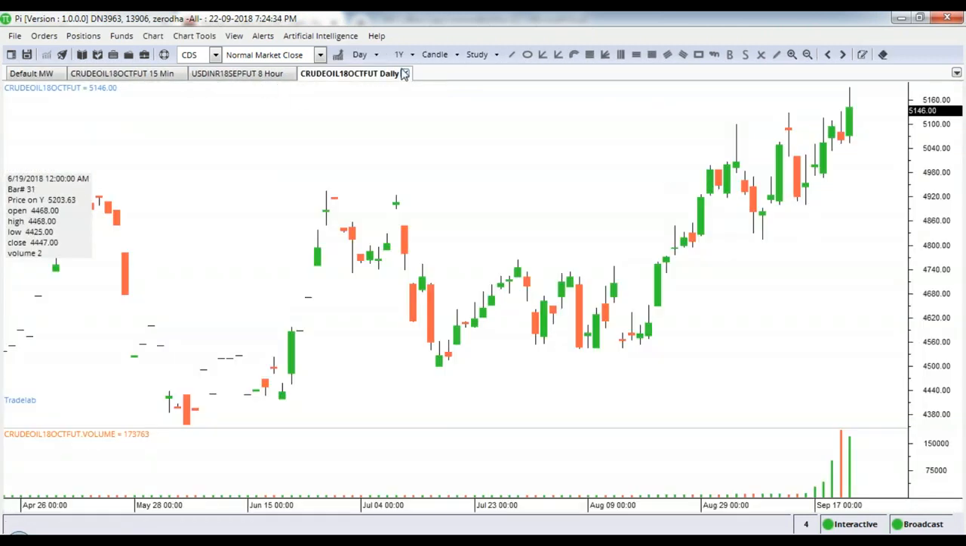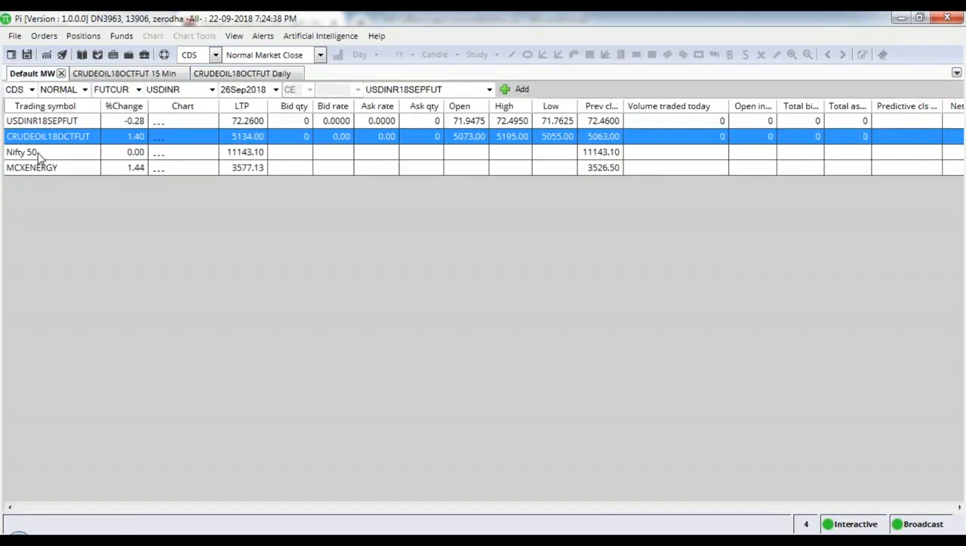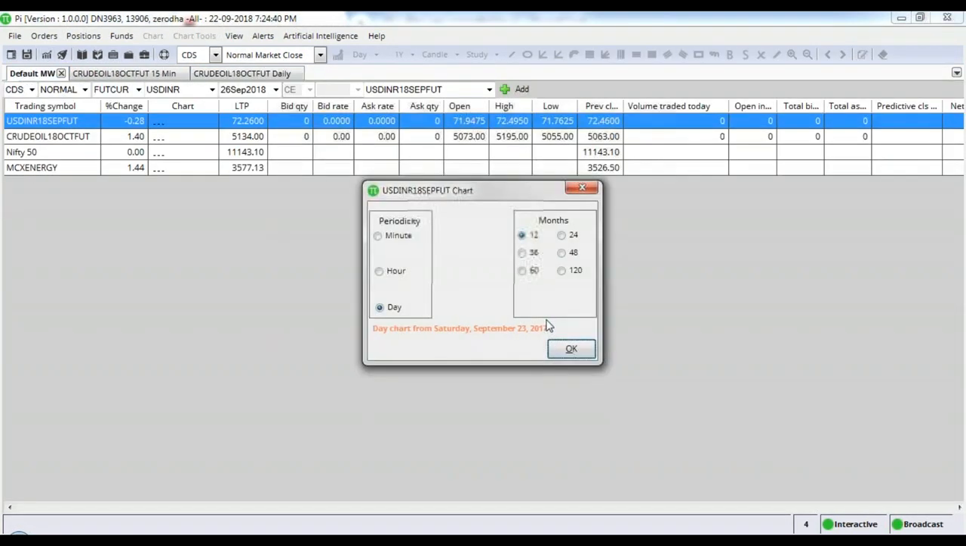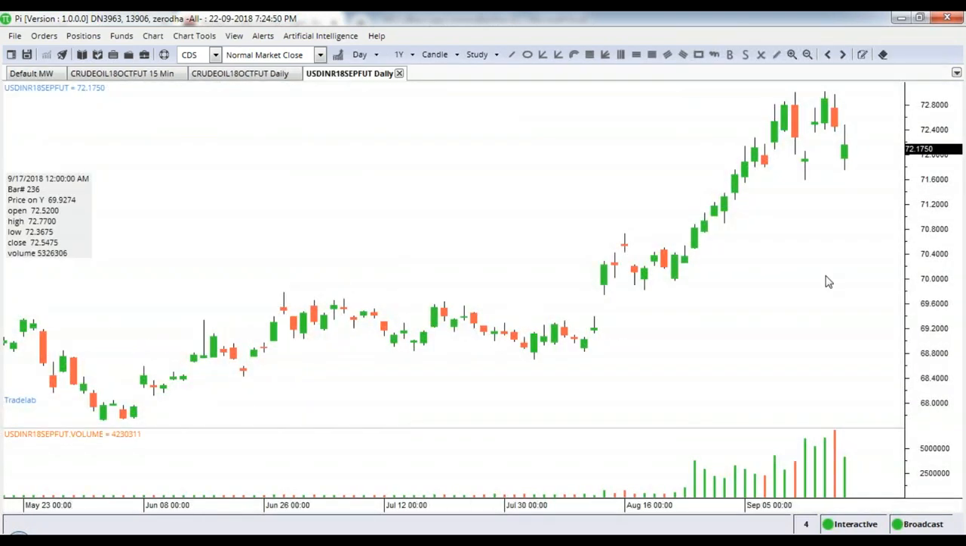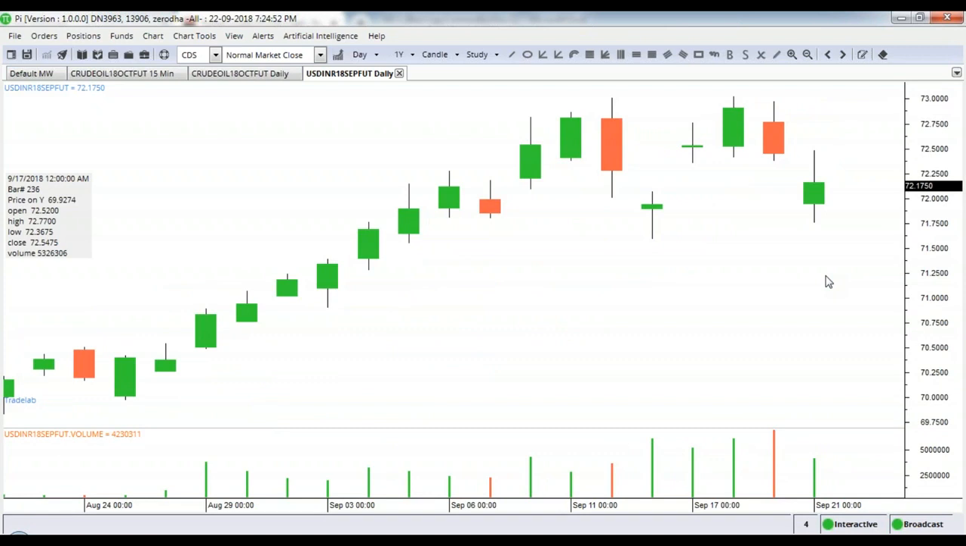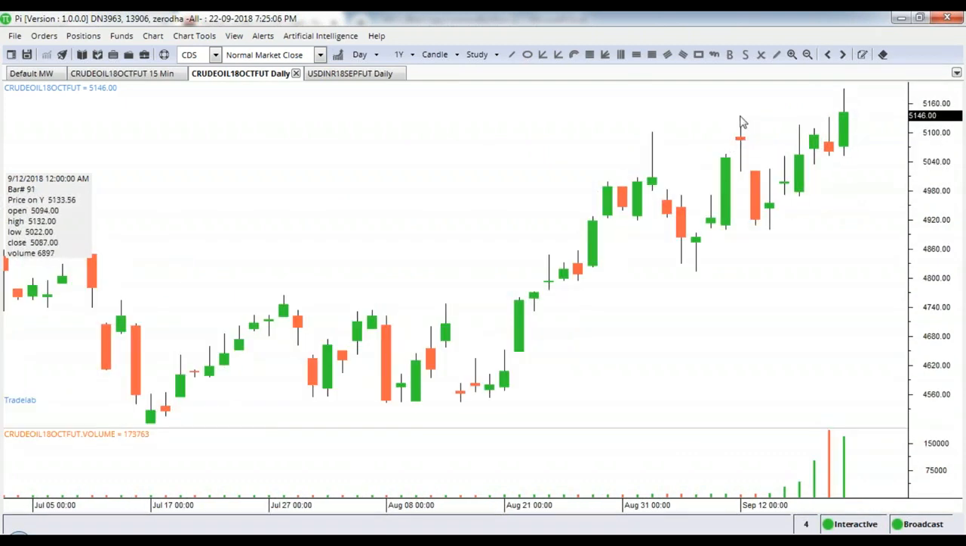this is a daily chart, right? This is also a daily chart of say USD. Now let's try to understand this. Let's see. So this is 12th of September, right? Yes, sir. So if this is 12th of September, let's see where is 12th of September on crude. Now 12th of September is this.